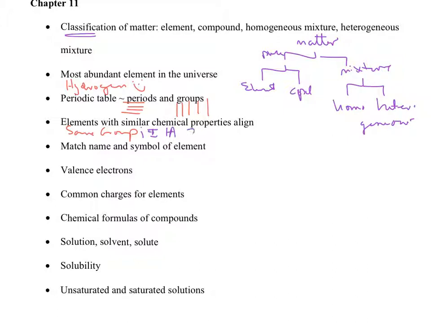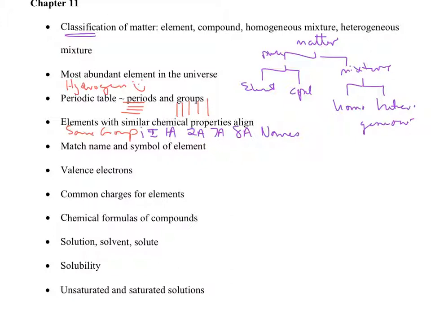Group 2A, we call those alkaline earth metals. And then we skipped over to 7A. Do you remember what the name of those are? Halogens. Yep, and then 8A, those are our rare gases, or inert gases, noble gases, same thing. So know those names. The rare gases are 8A. Yep, they're rare. They have three names: rare gases, inert gases, and noble gases. They're all the same.